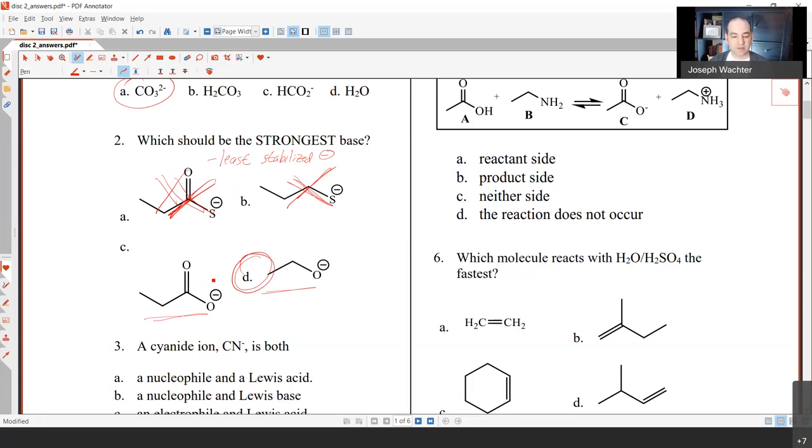And the reason is because this one over here is stabilized by resonance, right? If we've seen that before in acetate, that negative charge is actually really shared between those two oxygens. So the right answer here is D. So any questions about that one?